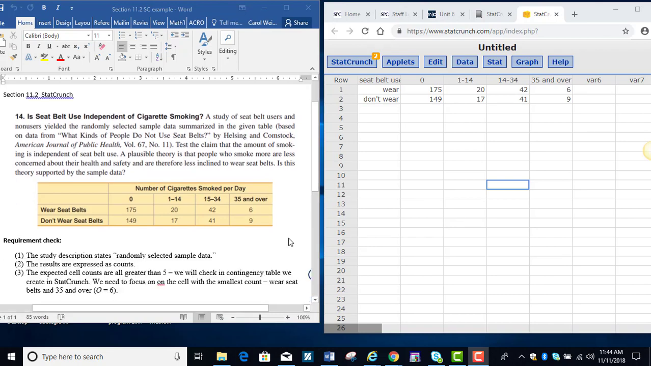And the first assumption was that we had randomly selected data. And in fact, it states that in the problem, randomly selected sample data. The numbers in the table are counts. And finally, we need to check the expected cell counts. They all have to be greater than 5.